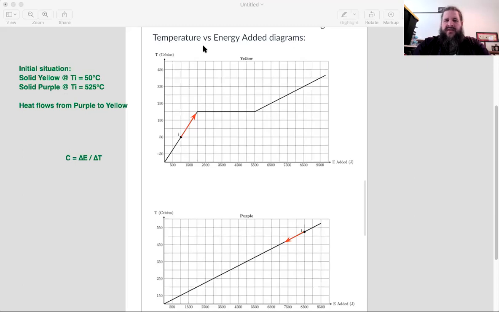So what we can do is take this on the graph one step at a time by looking at equal increments of energy. We can say purple loses a certain amount of energy while yellow gains the same amount of energy, one step at a time. And we can look at this in terms of getting to the next transition. For instance, if we take a look at yellow going up to the phase change, how much energy does that take? Just based on the graph.